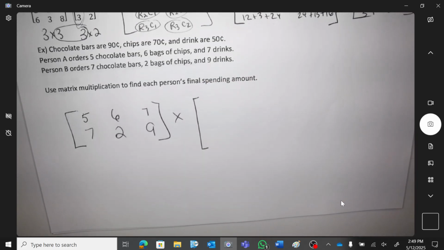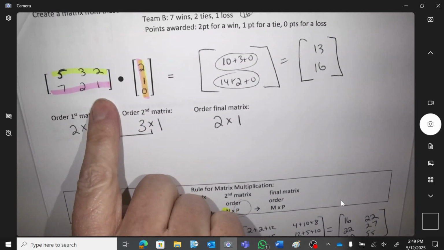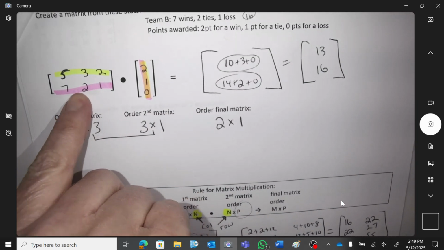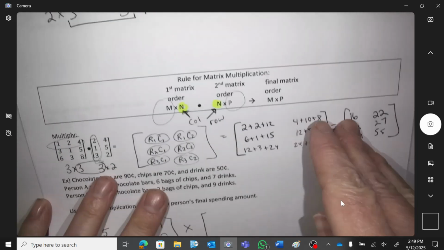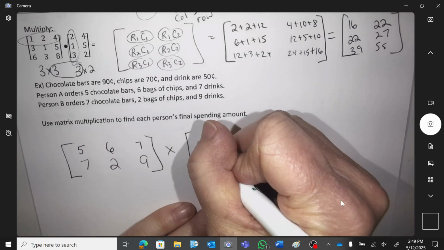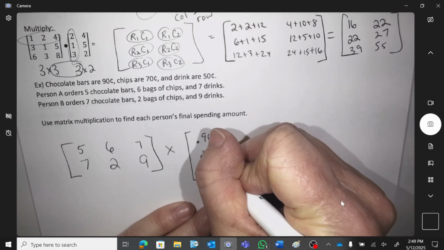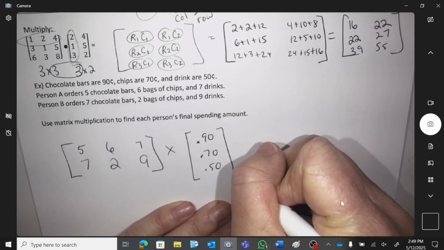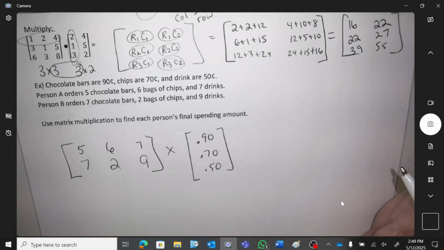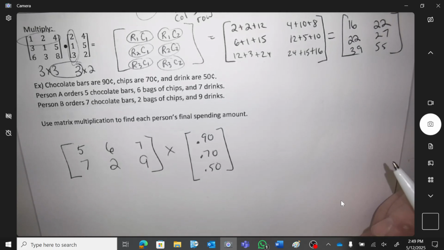So one box will represent the order and one would be the cost. Just like how here it was like one is the season record and one is the points. Okay, what if I had accidentally done it the other way around?